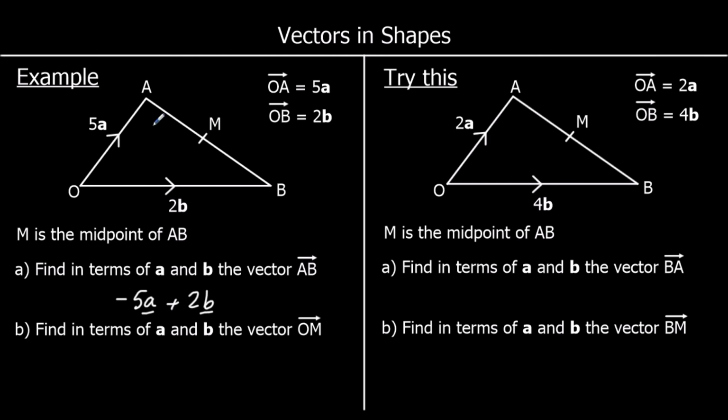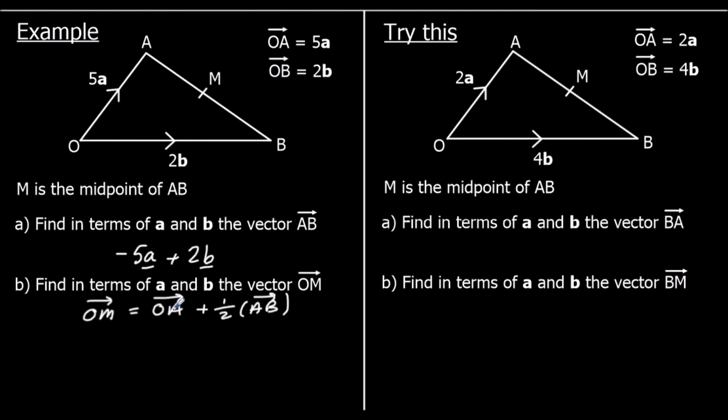So to go from O to M, I'm going to go O to A first, and then I'm going to go A to M, which is half of A to B. So O to M is going to be O to A, and then half of A to B. And we know what O to A is, and we know what A to B is, so we can find O to M. So O to A is called 5a, and we've got half of A to B, which is our answer to part a, minus 5a plus 2b.